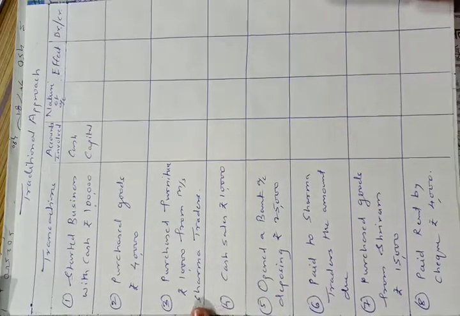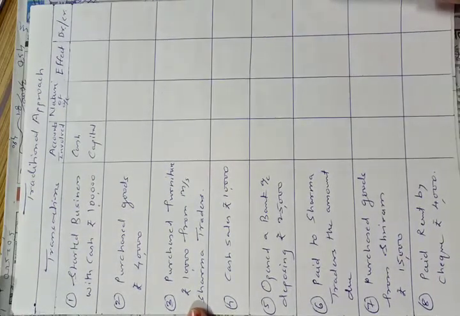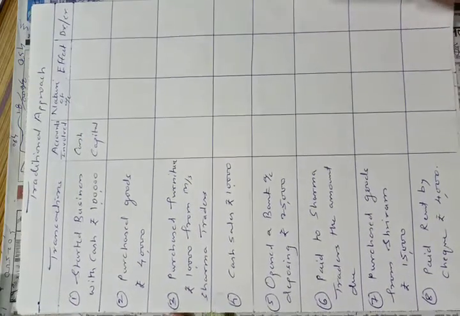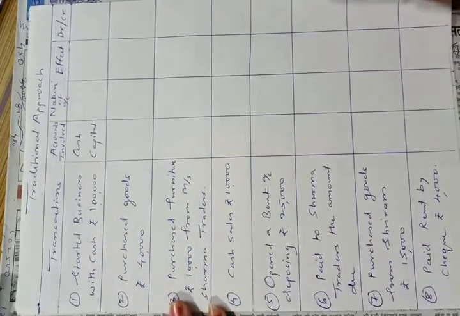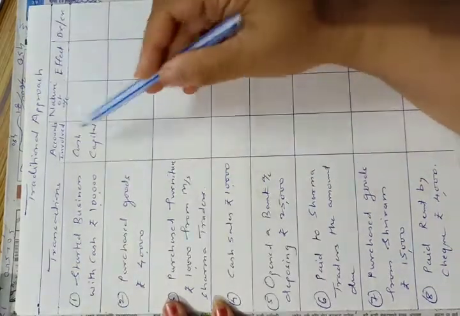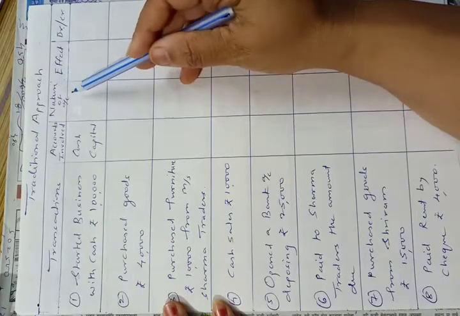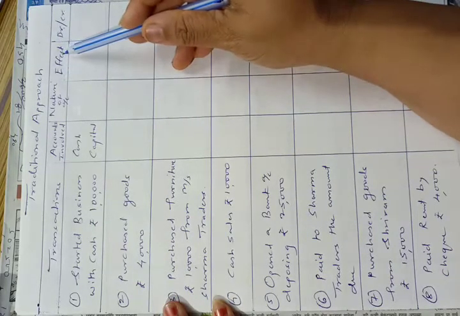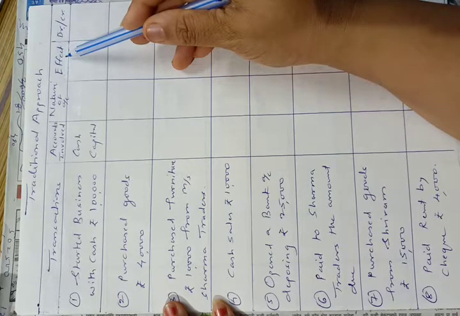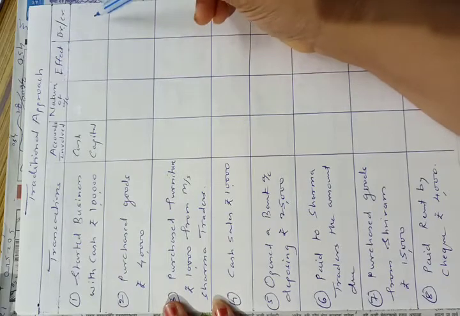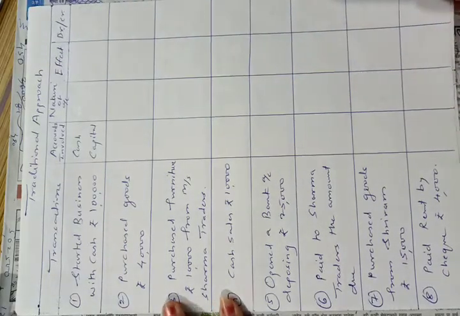Let's solve today this problem of the traditional approach of deciding debit and credit. Okay, we will prepare a chart. There are 5 columns: transactions, accounts involved, nature of account, that is personal account, real account or nominal account, effect, that is receiver comes in, whatever it may be, debit and credit. Understood?